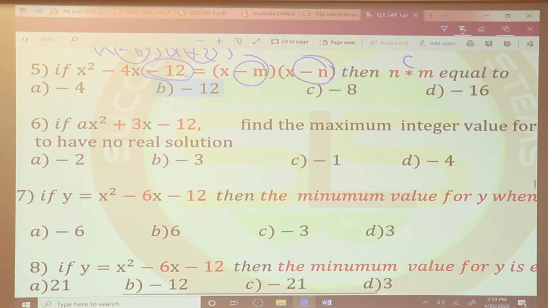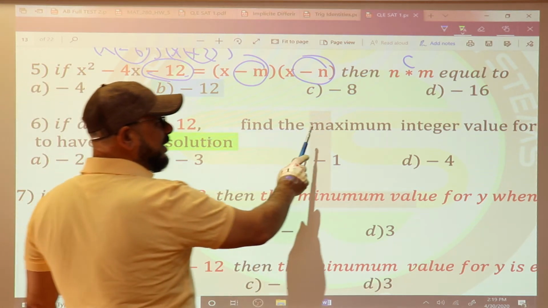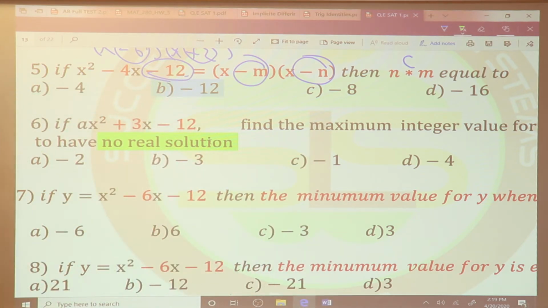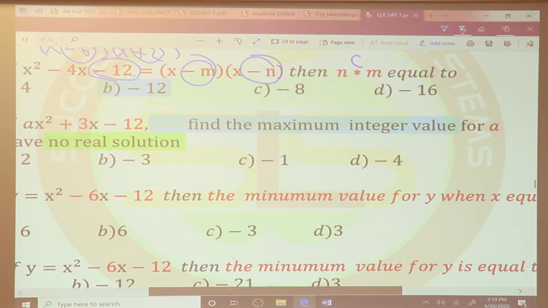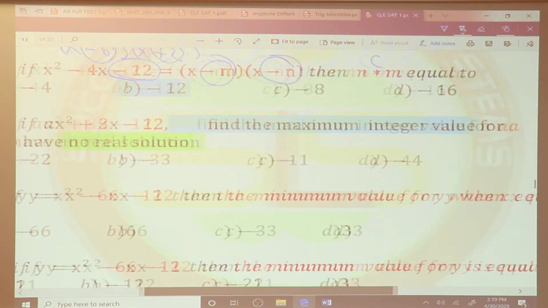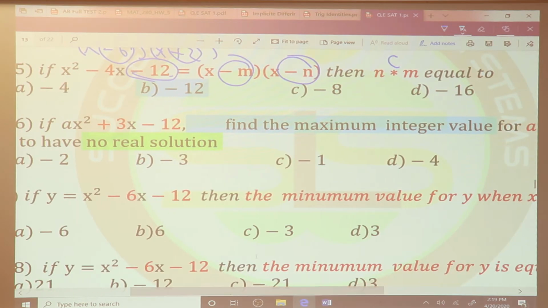No solution. What does this remind you of? And he wants the maximum integer value. Okay, let me start solving it.